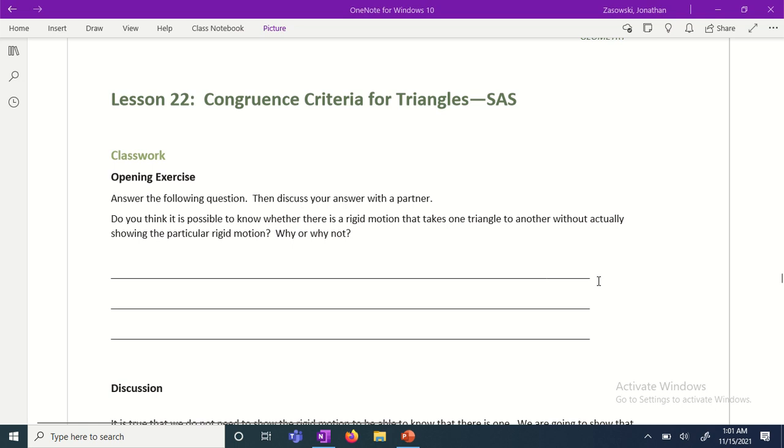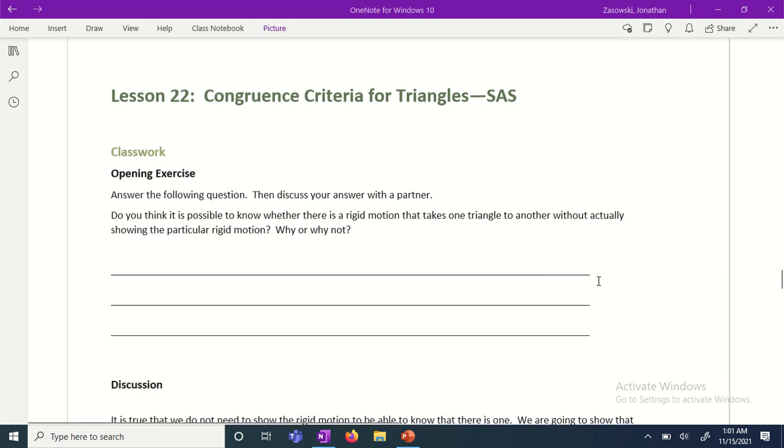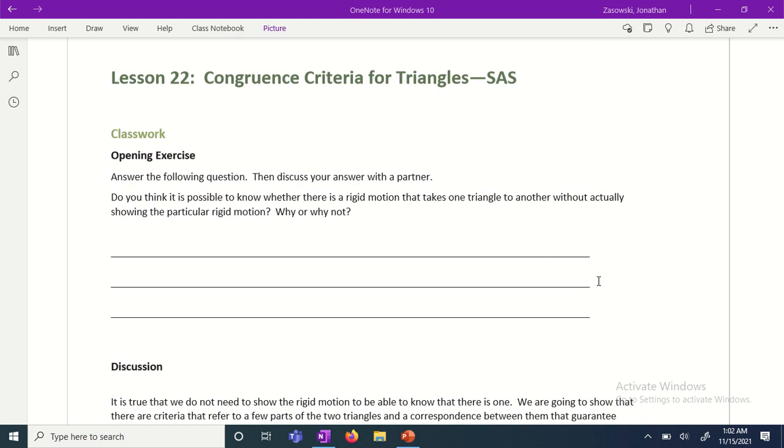All right, guys, welcome. Sorry I couldn't be with you today, but we're going to take a look at lesson 22, the side angle side congruence.